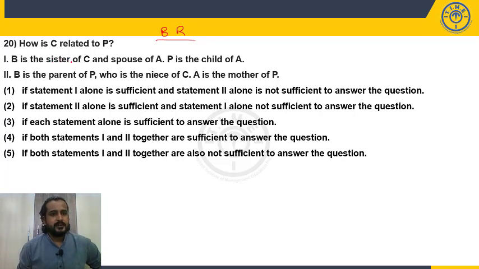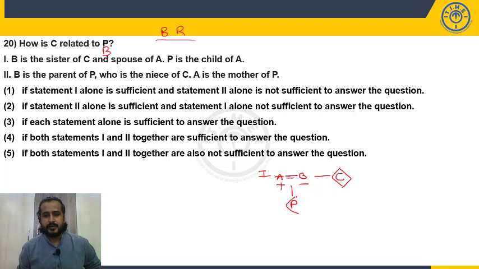What is the first one? B is a sister of C. Okay. Let me check the first one. B is a sister of C. B is a sister, so female; I am taking C as a male. And we are again talking about B. So B is a spouse of A. So A will be male. Okay. P is a child of A. Okay, no issue. So in this case, we are unable to decide the gender of C. We are unable to decide the gender of P.